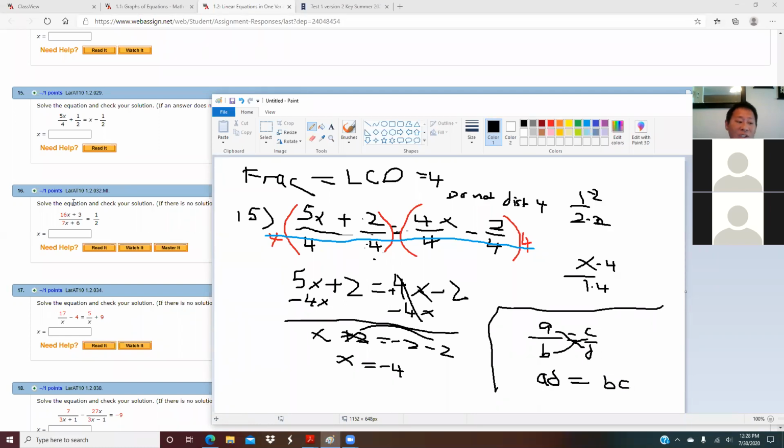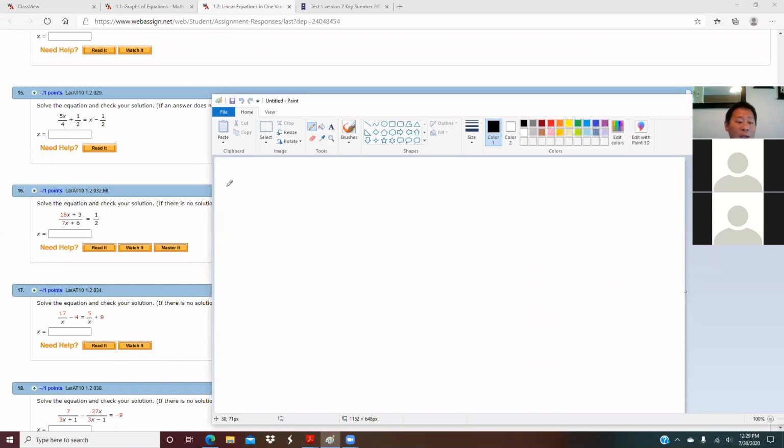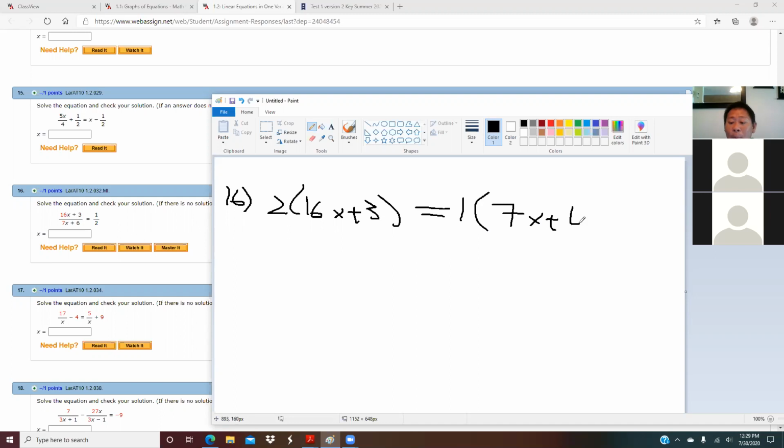So for this question 16, you can cross multiply, okay? What you do when you cross multiply in this case is you take the 2 times 16x plus 3 equals 2, and then you take 1 times 7x plus 6. So this is how we do it if they are proportions. Only proportions can do this.